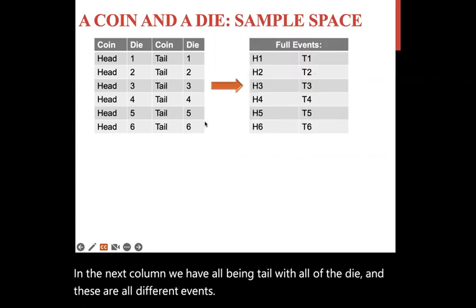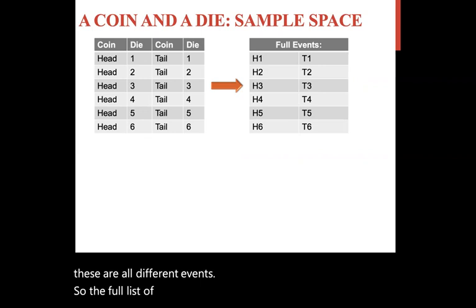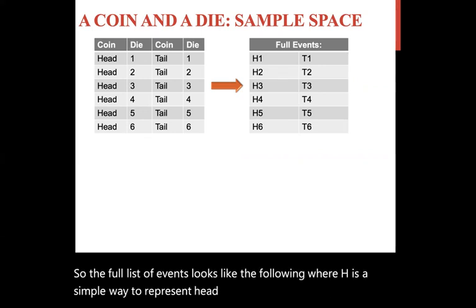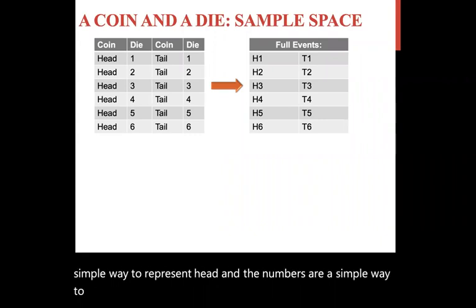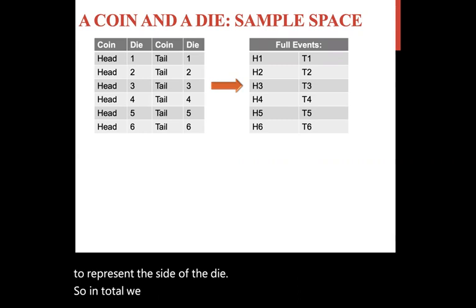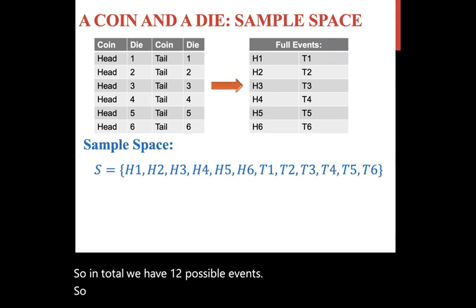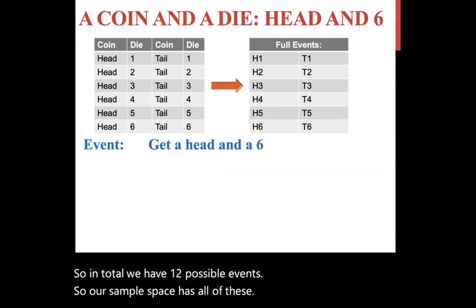So the full list of events looks like the following, where H is a simple way to represent head, and the numbers are a simple way to represent the side of the die. So in total, we have 12 possible events. So our sample space has all of these that we can use to calculate our events.